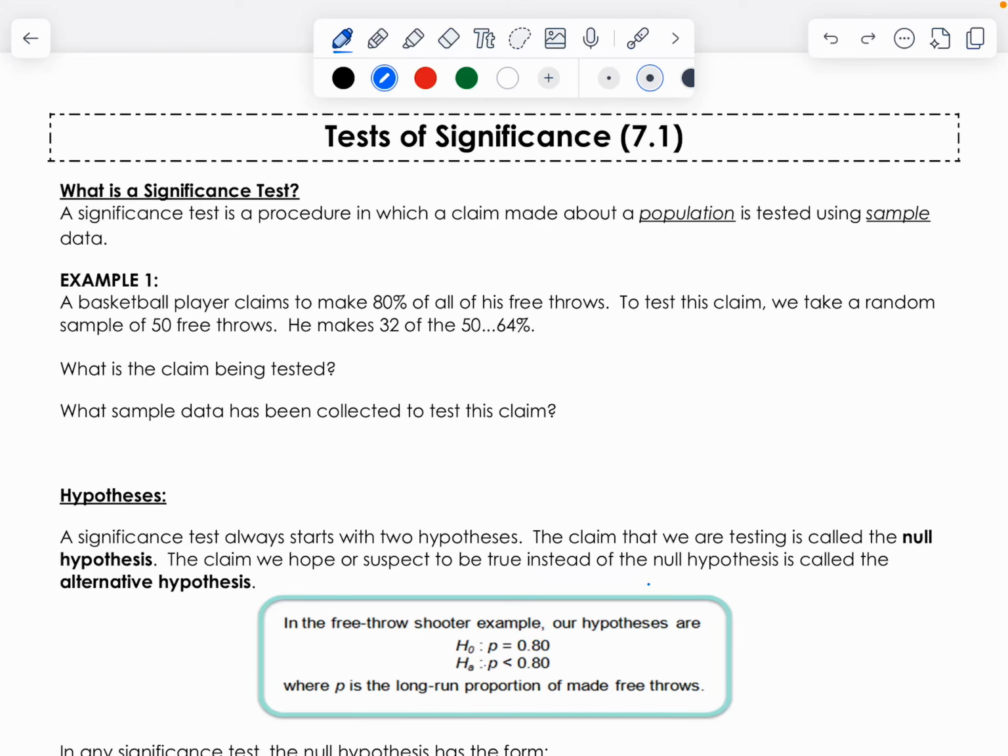Hi guys, so welcome to Unit 7. In Unit 7, we are covering something called tests of significance.